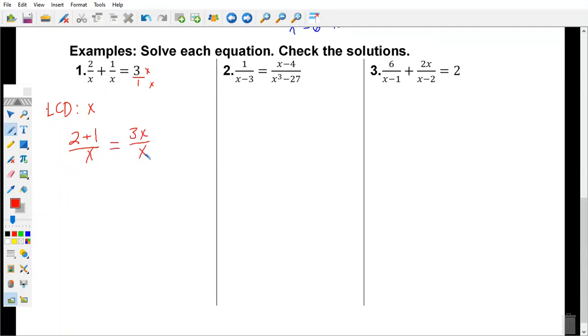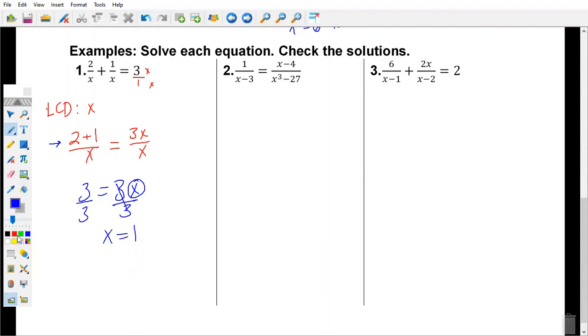So your denominators are the same. So denominator doesn't matter. All you have to do is worry about the numerator. Okay? So 2 plus 1 is 3 equals 3x. So therefore, to get x by itself, we would divide by 3. And so x equals 1.